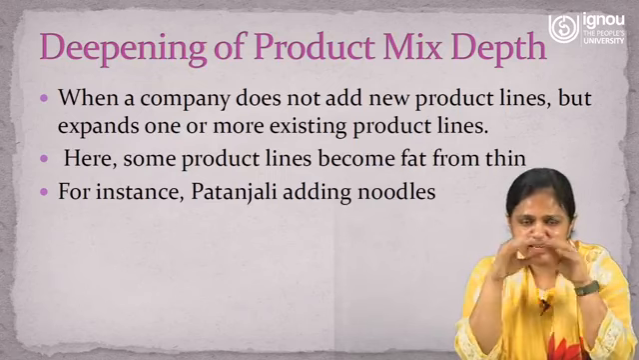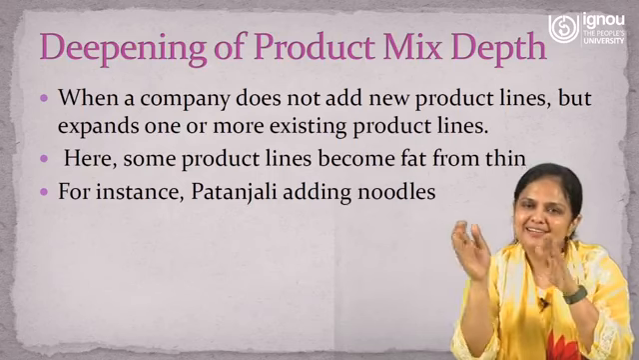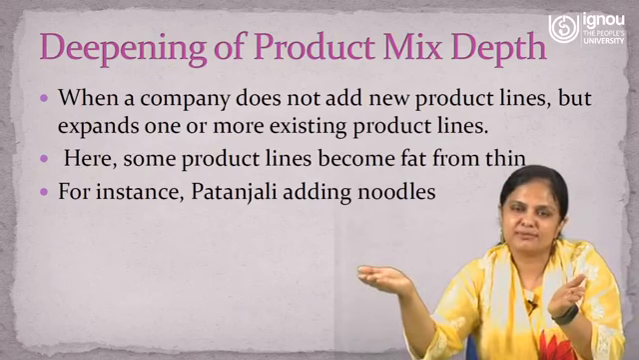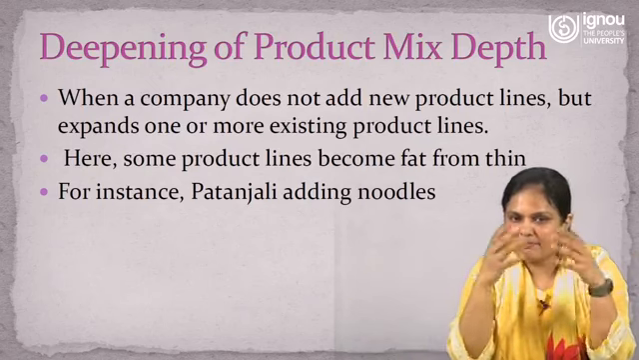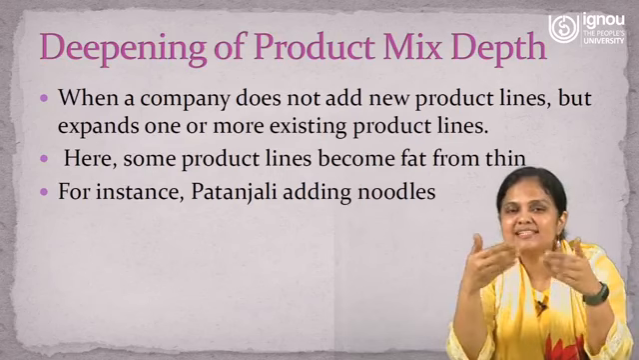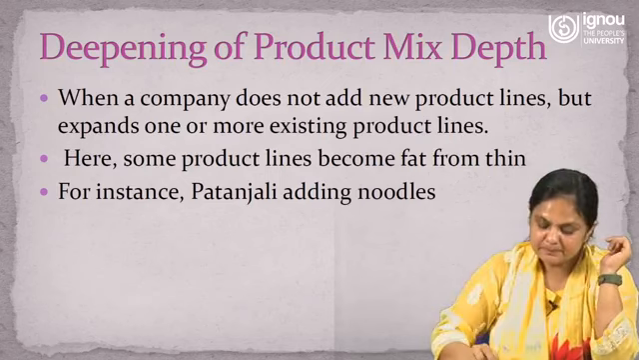So in this case, maybe some product lines become fat from thin. Earlier they had 4, now they have 6 products in the product line. So they have expanded. For instance, when Patanjali added noodles to its food items, it was deepening of product mix.